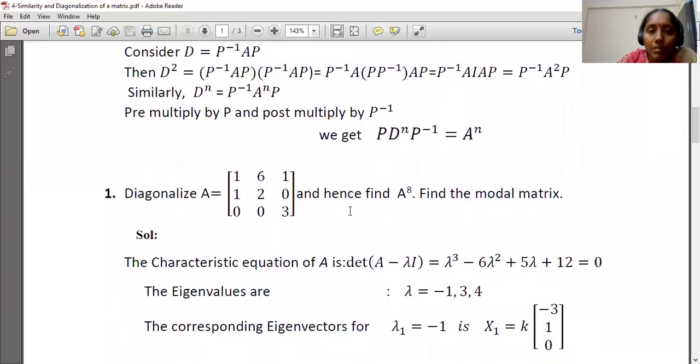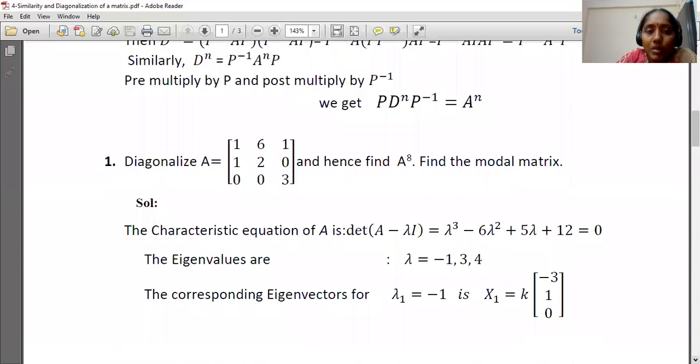Now we go through an example of how to find the power of a matrix using the model matrix or transformation matrix. Diagonalize A, with rows 1 6 1, 1 2 0, 0 0 3, and hence find A power 8. Find the model matrix.